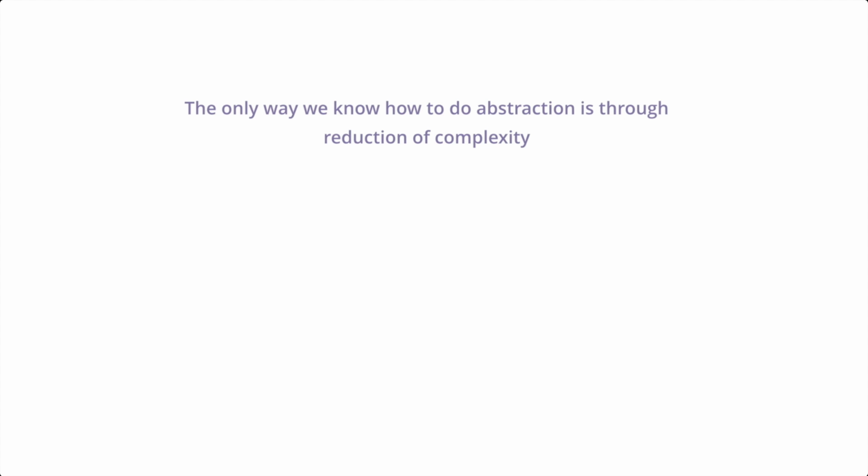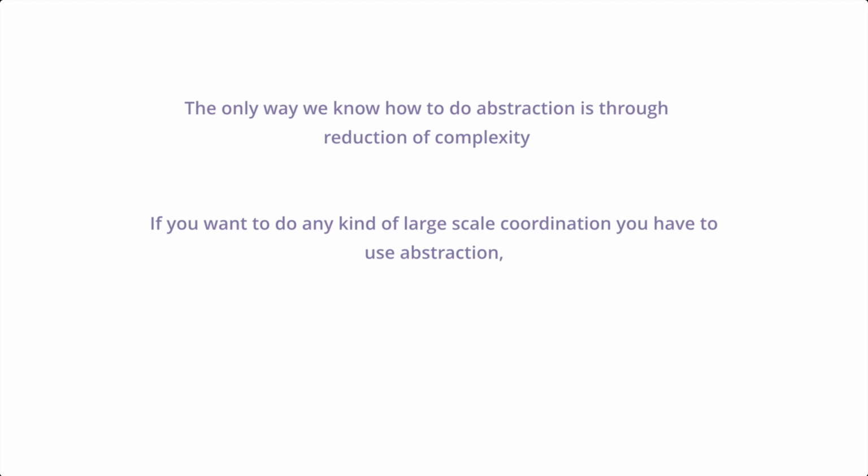At the moment, the only way we know how to do abstraction is through reduction of complexity. That's what reductionism is about. It's what those linear models are about, the reduction in complexity, or externalizing that. If you want to do any kind of large-scale coordination in our world, we have to use abstraction, right? If we want large organizations, we've got to use models, and at the moment, a lot of them are based upon linear, simplifying assumptions.